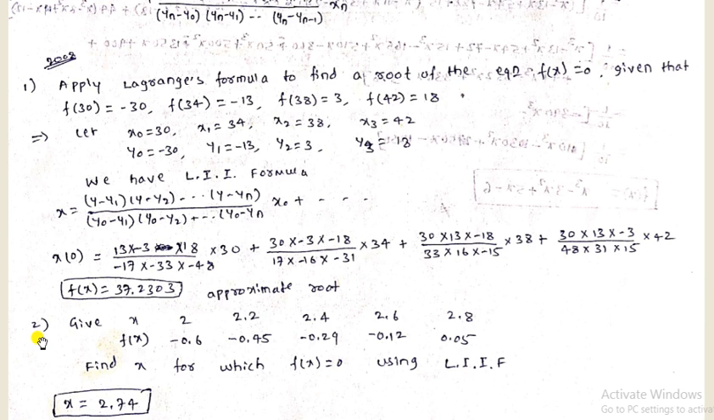The next example is given x and f of x values. Find the value of x for which f of x equals 0. Here also the value of y is given as 0. So with the help of y equal to 0, calculate x by using the inverse interpolation formula. You have to try this example as in the above form.